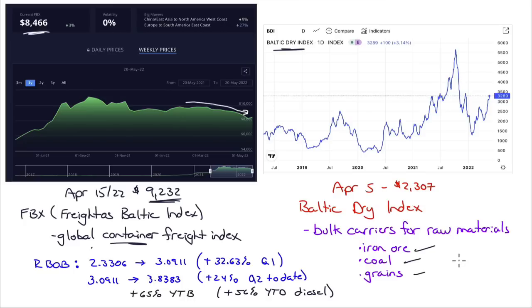They also said they were hit with fuel costs. If we look at January, the beginning of the year, January 1st to the end of the first quarter, which is March 31st, RBOB, which is wholesale gasoline, went from 233 to 309, an increase of 32.63% for Q1. If we go from April 1st to May 20th, just into Q2 where we are now, it's up another 24%. This is Q2 to date. So you've got a 65% increase year to date.